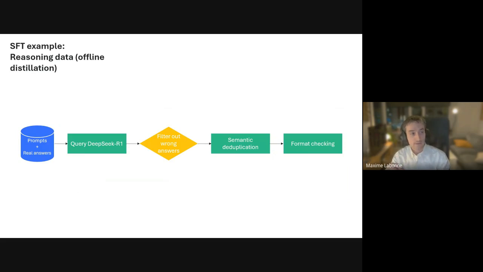So for the SFT format, here's an example of how to create reasoning data. You have prompts, you know the real answers because they can be extracted from math textbooks, for example. You're going to query a reasoning model like DeepSeek R1 with chain of thoughts that are outputted, because some of the models actually hide their chain of thoughts. So you need to have one that really clarifies the chain of thoughts. And then you can filter out the wrong answers by extracting and comparing them, as I mentioned. Then you can do semantic deduplication, format checking, etc. But this is a robust pipeline to create this kind of data where you have the chain of thought inside of the answers.